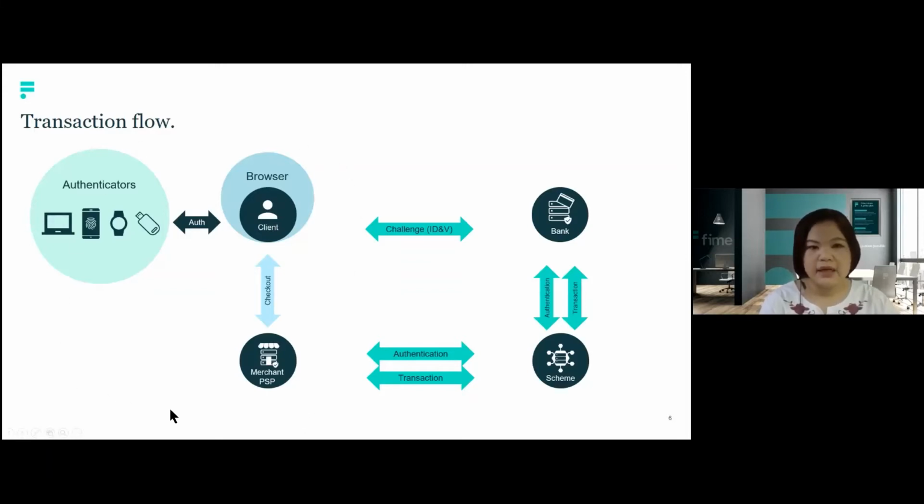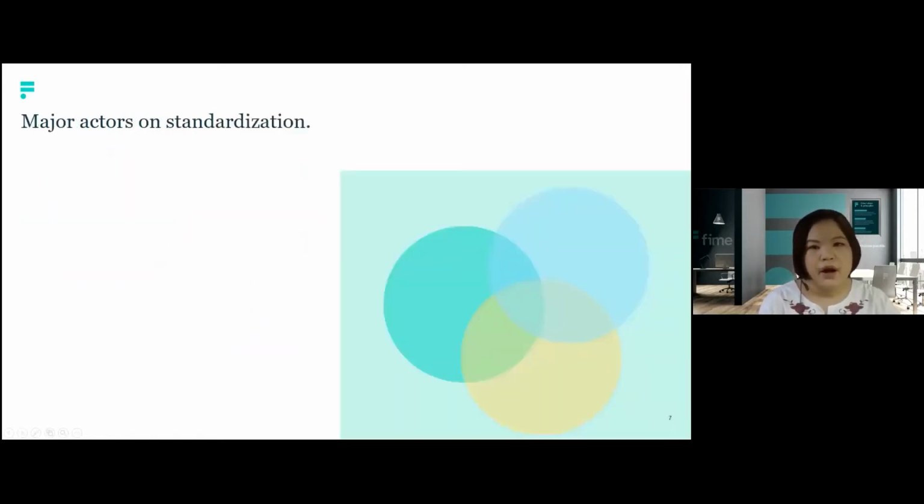On the front end side, we try to minimize friction, and on the back end side, there are several messages going on. So there are a few main actors, standardization bodies, trying to help improve this whole user experience with several compliances. Firstly, we look at EMVCo.